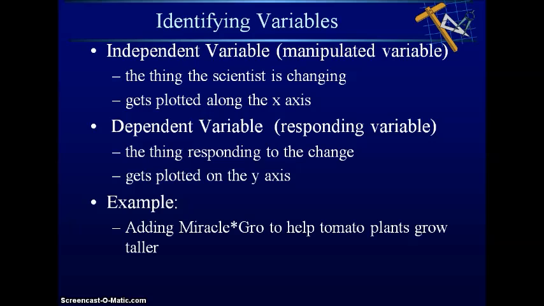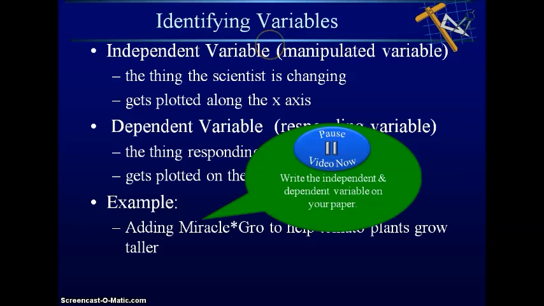So for example, let's say we were doing an experiment and we wanted to see if adding Miracle-Gro helps tomato plants grow taller. So maybe that's my experiment. I'm going to give some Miracle-Gro to some plants and just water to other plants and more Miracle-Gro to some other plants, and I want to see how tall they get. So take a minute, pause the video now, and write down who would be your independent and who would be your dependent in that experiment, and then click play to check to see if you're correct.